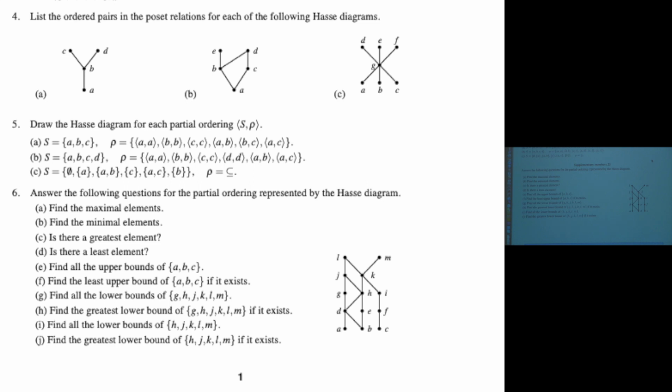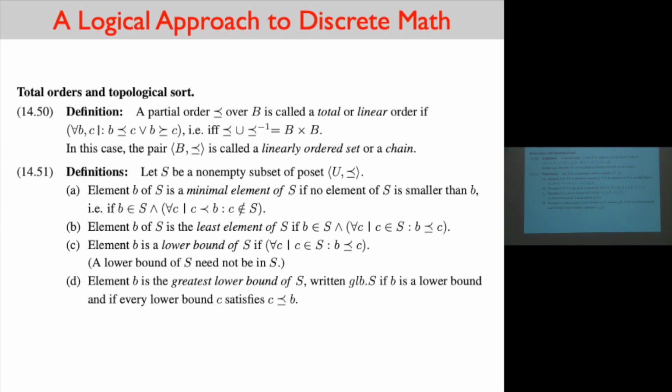Okay, got a piece of paper. First find the maximal elements, then find the minimal elements. Is there a greatest? Is there a least? Find the upper bounds of ABC. Remember how the maximal and minimal worked? Oh, then this is a good review. I don't know the difference between maximal and greatest. Ah, yes. Shall we review that? Yes. Okay, let's review these definitions.